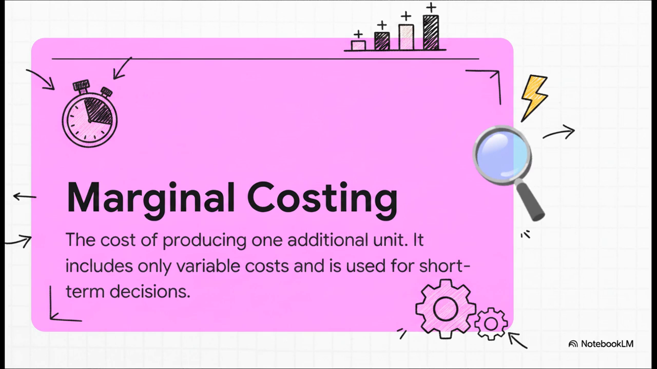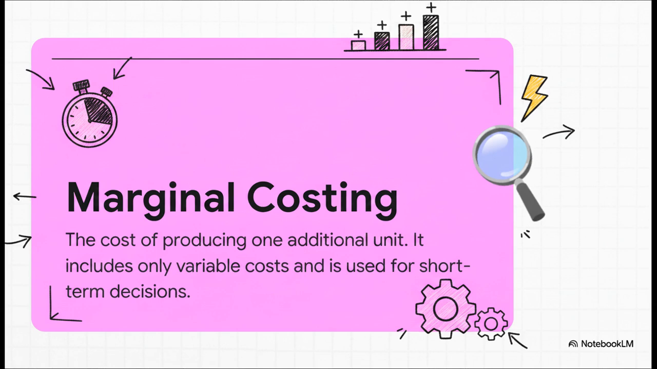All right, let's switch gears to our next tool, marginal costing. If standard costing is about control and planning, marginal costing is all about speed and agility. It answers one simple but incredibly powerful question. What's the true cost to produce just one more widget?